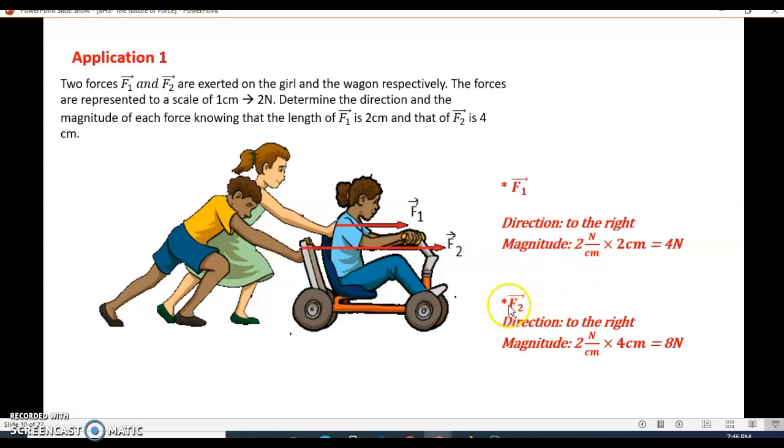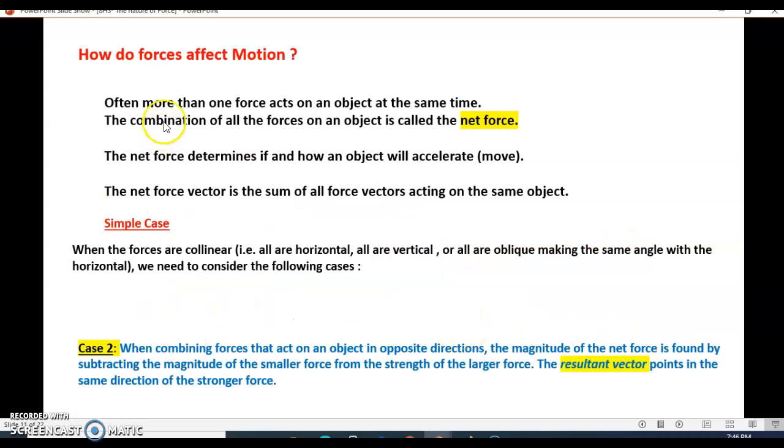Similarly, F2 vector is directed to the right. The magnitude is the scale times the length. Centimeter cancels, and this is 8 Newton. How do forces affect the motion? Often more than one force acts on an object at the same time.